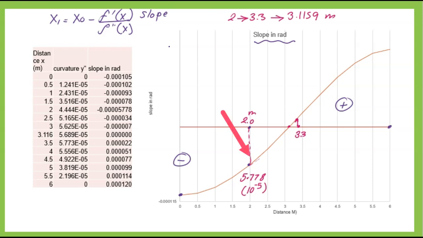When we get the value of f dash, we have a negative value of 5.778 multiplied by 10 to the minus 5, as shown here in the table and on the graph. We take the slope, we hit the x-axis at 3.3 meters based on our calculation. Then we come up and get the value at 3.3. We get the slope and we hit the curve. So our start from 2 leads us to 3.3. Then finally we have 3.1159 meters.